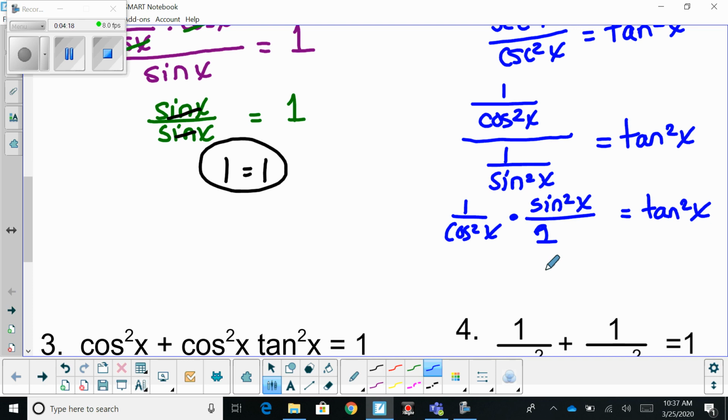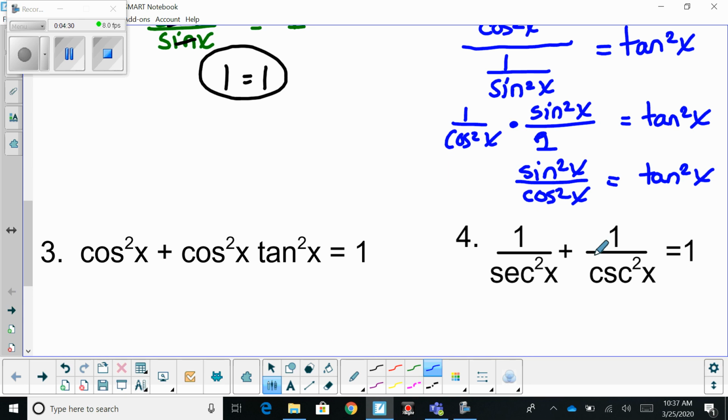Once I multiply these, I do have sine squared x over cosine squared x, which does equal tangent squared x. Be sure that your final answer always has the exact same thing. I know this is tangent squared x, but I want to see you write it as tangent squared x. In the end, the left side and the right side should be identical. Tangent squared x equals tangent squared x.